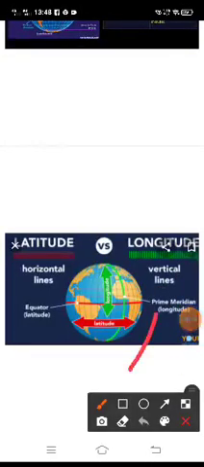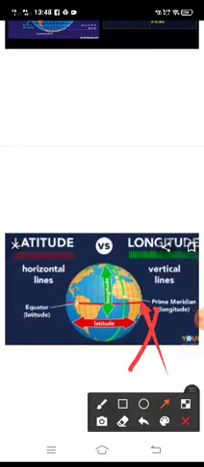In chapter 2, we have studied the parallel lines and the meridians. As I have also explained in the classroom, what are the parallel lines and what are the meridians. So, beta, the parallel lines, as you are able to see in this diagram also. These are the parallel lines.